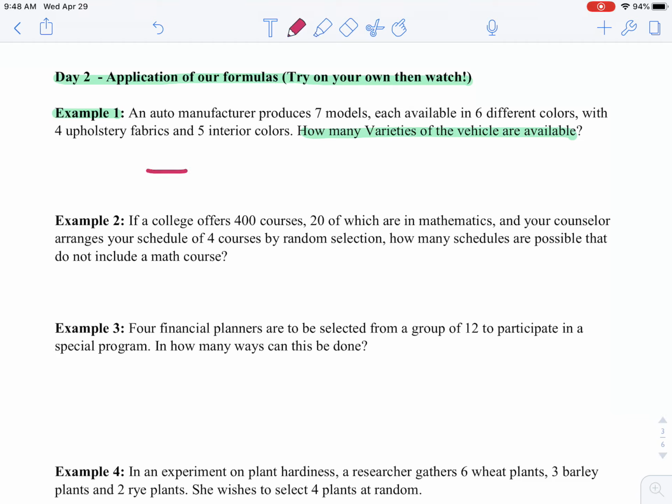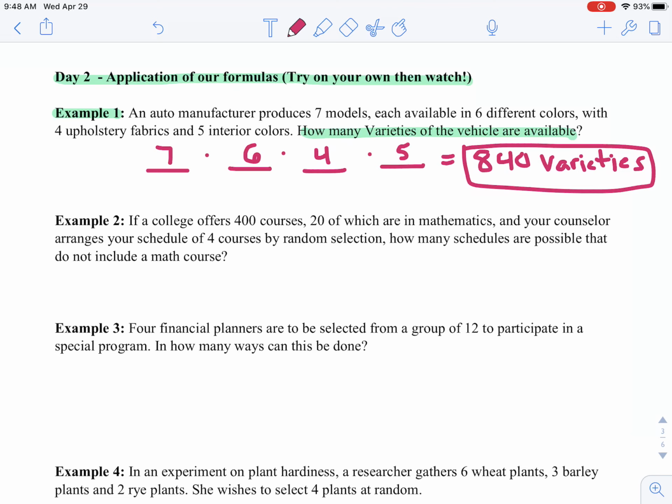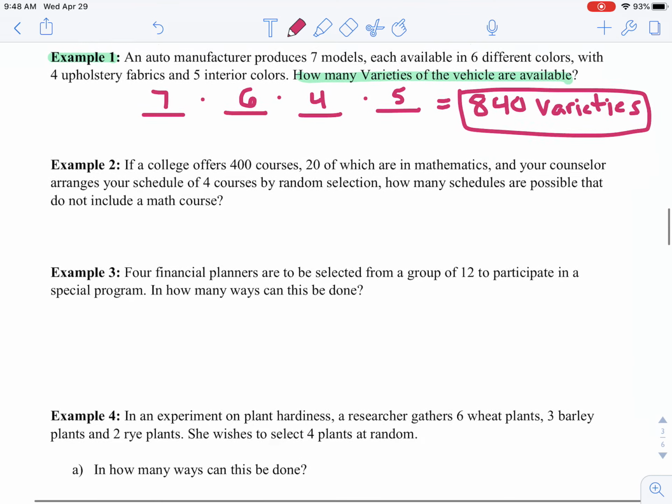So this is going to go back to being just a fundamental counting principle problem, okay, which would be you have your slots. 7 models, 6 colors, 4 upholstery fabrics, 5 interior colors. So we're just going to multiply those together. And we see that there are 840 varieties of this vehicle.